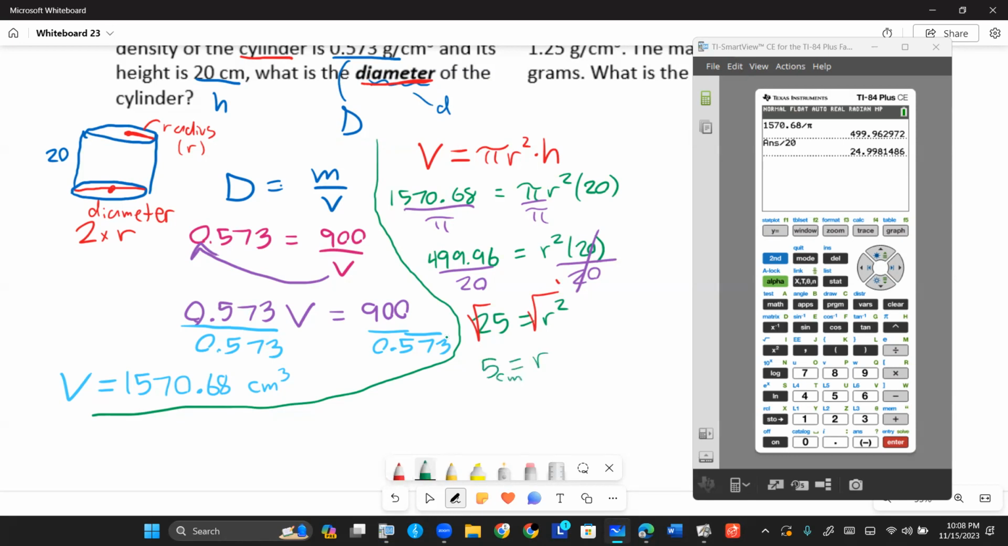Now the question says, what is the diameter? And now I can take that radius and double it. So your diameter is going to be 2 times the radius, which is going to be 2 times 5, which is 10 centimeters. So that's all for number 4.